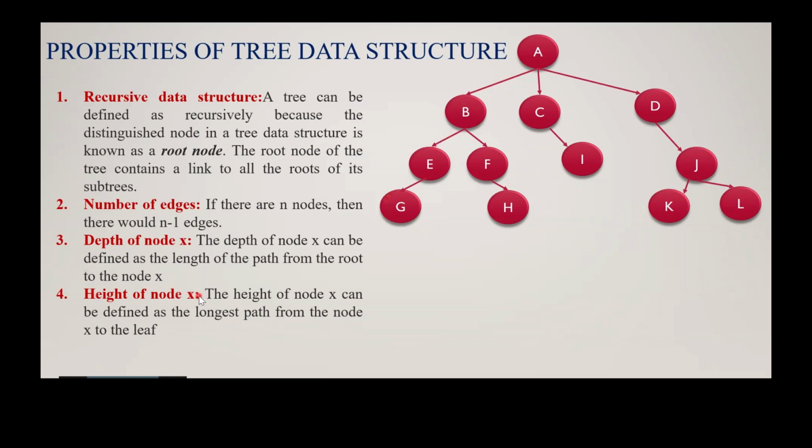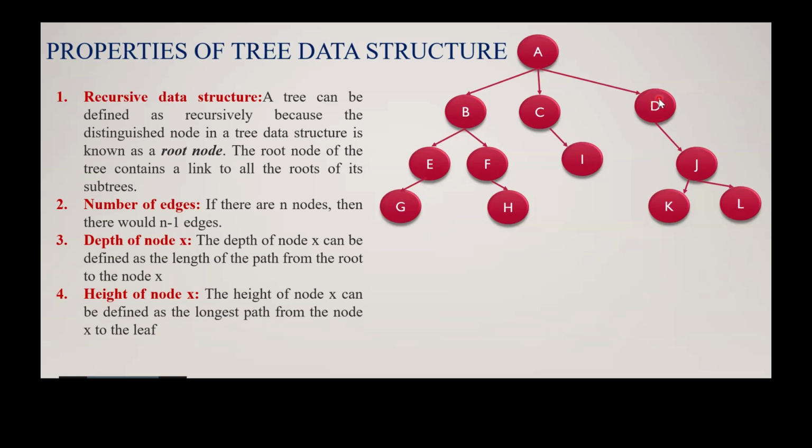Then the height of a node. The height of a node can be defined as the longest path from the node to a leaf node. For example, I want to calculate the height of B. So the height of B is the longest path to reach a leaf node. So this is the leaf node. So 1, 2. So here the height of B is 2.